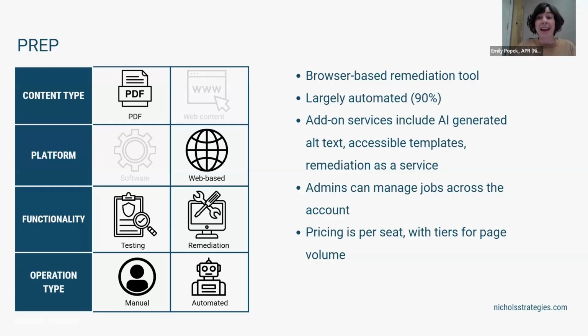PREP offers a lot of add-on services beyond their base pricing. Some of the ones that interested me were AI-generated alt text that is contextual, which I thought was really interesting. So it looks at the image within the context of the document, and that includes things like complex charts, graphs, and diagrams. They also offer as an add-on accessible templates, similar to what I mentioned a moment earlier. So you can create a template for a type of document that you are going to be generating over and over again and use that accessible template repeatedly.